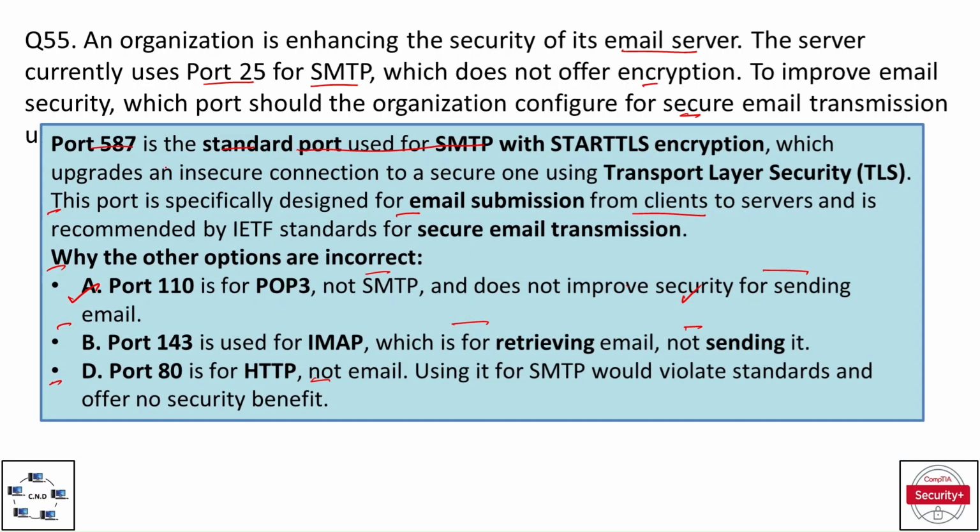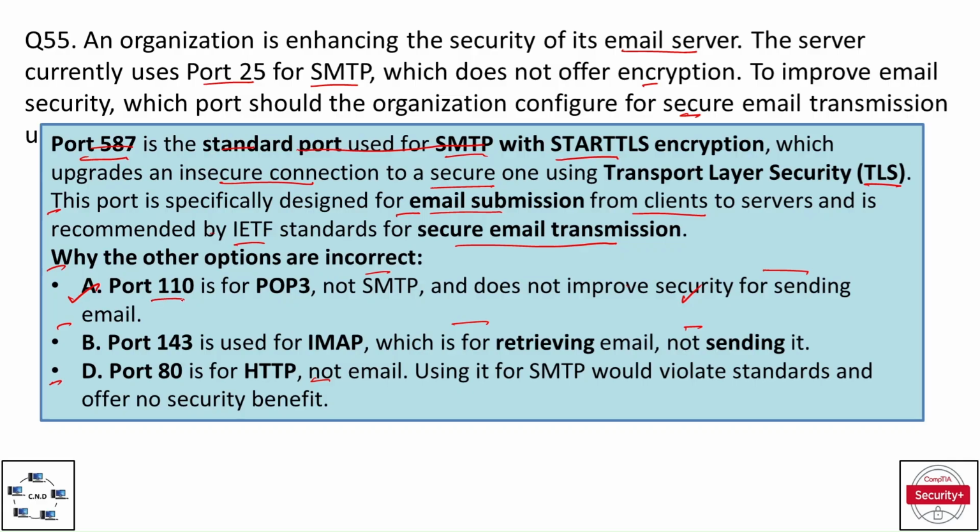And the explanation is, port 587 is the standard port used for SMTP with STARTTLS encryption, which upgrades an insecure connection to a secure one using Transport Layer Security, that is TLS. This port is specifically designed for email submission from clients to servers and is recommended by the IETF standards for secure email transmission. Why the other options are incorrect?